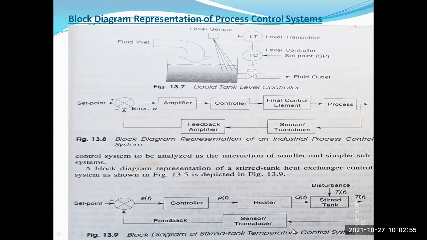Then there is another feedback loop, where we use a sensor or transducer part. This sensor or transducer senses the temperature level of the liquid. If the temperature of the liquid is the same as the selected variable, then it goes to the outlet. And when the level is below the temperature level, then it is heated again. So this is the work done by this feedback loop, and this is a continuing process. This is the block diagram of a steer tank temperature control system.